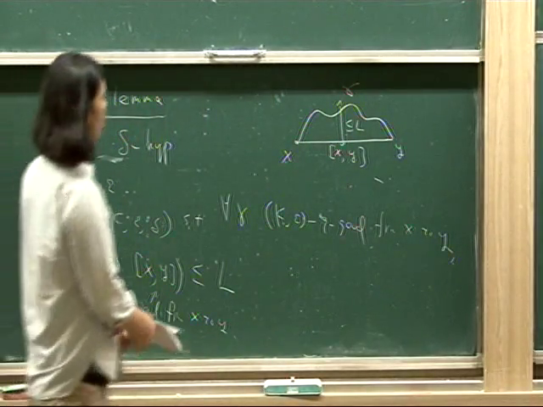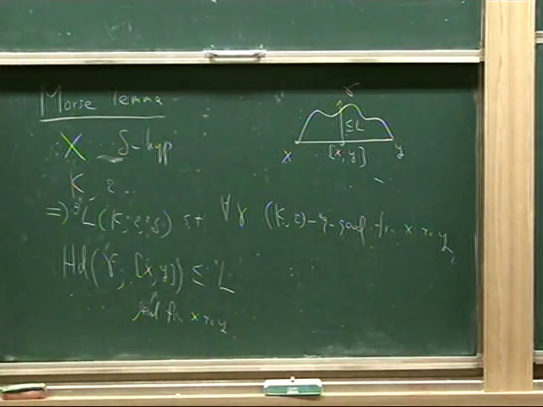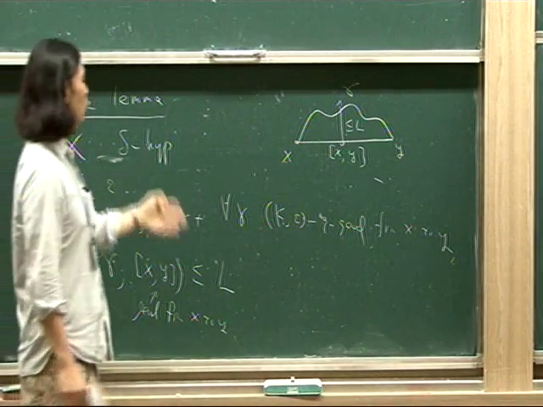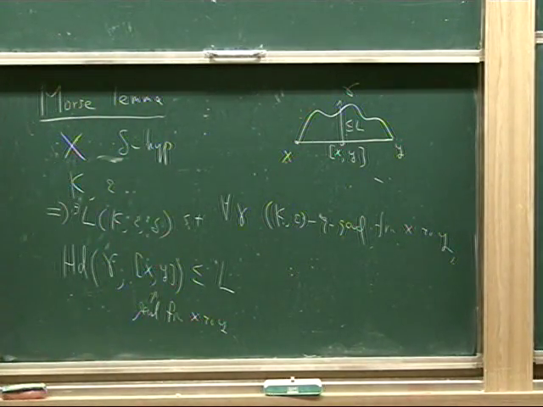I mean, like a geodesic. So because of this, this is the Morse lemma, which I don't use in this lecture, I think, but this is a very key lemma, so I stated it. Okay.